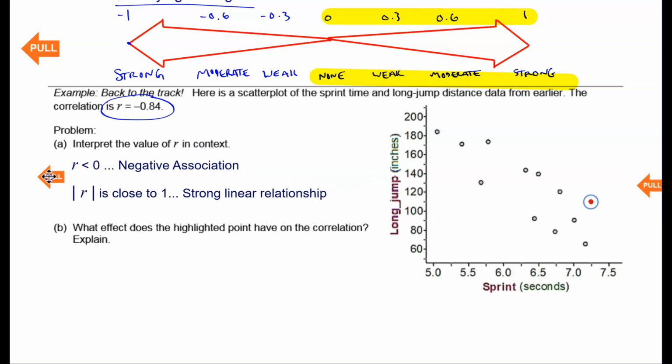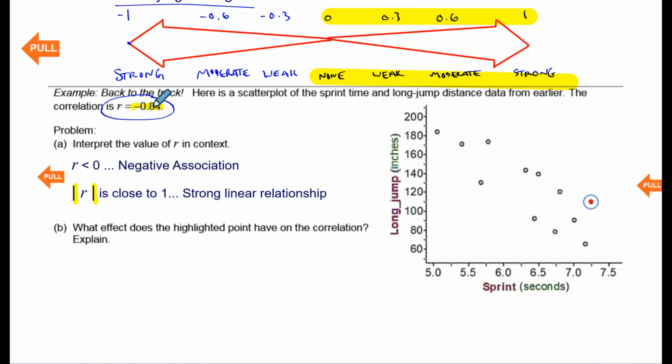We have a negative association, and it's pretty close to the absolute value there. And some of you are like, wait a minute, you said there'd be no algebra in this course. But yeah, the further away you get from 0, the stronger that relationship is. And so the absolute value of this R is getting pretty close to 1. So we'd say that's a negative association because of the negative sign, and then a strong linear relationship because it's getting close to 1.